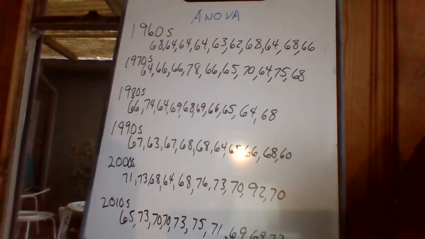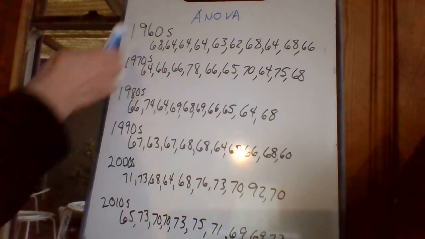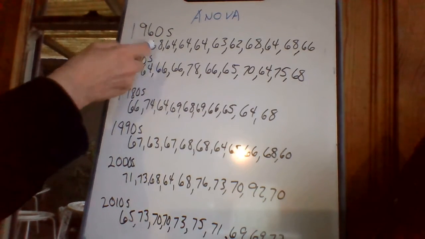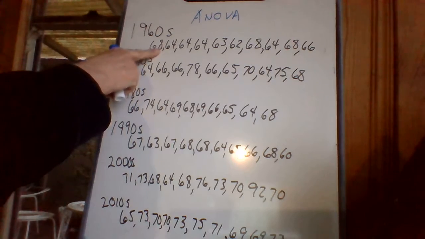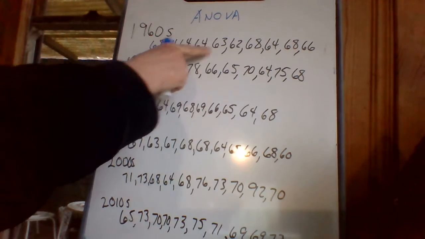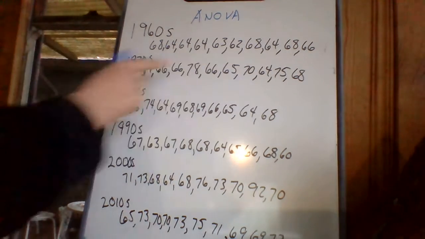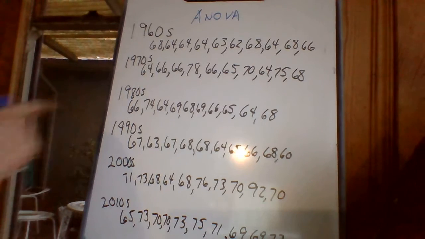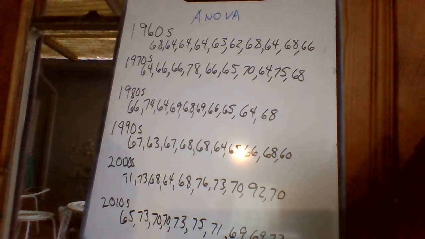I went on Weather Underground, and I got the average temperature for June 21st for every year for the past 50 years, maybe 60 years. So this is 1960, 61, 62, 63, 64, 65, like that. And then this is 1970, 1980. It's June 21st every single time.